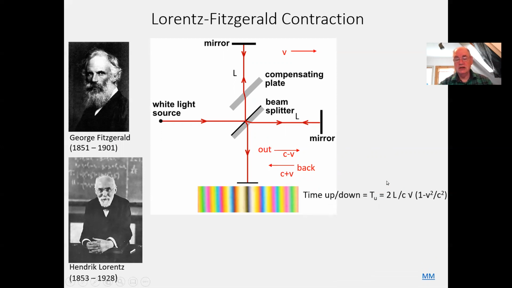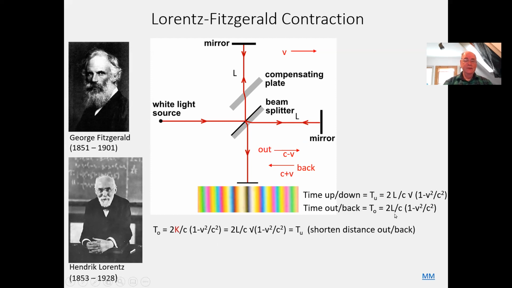So let's take a look at our two times again. Here's the time up and down. Here's the time out and back. We need to shorten this distance out and back. We certainly can't change C. We can't change the speed of light. The only thing that we could possibly change is L in this equation.